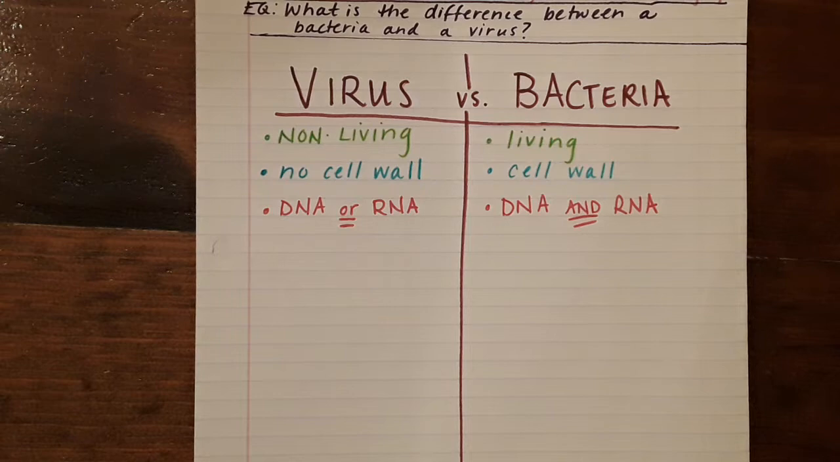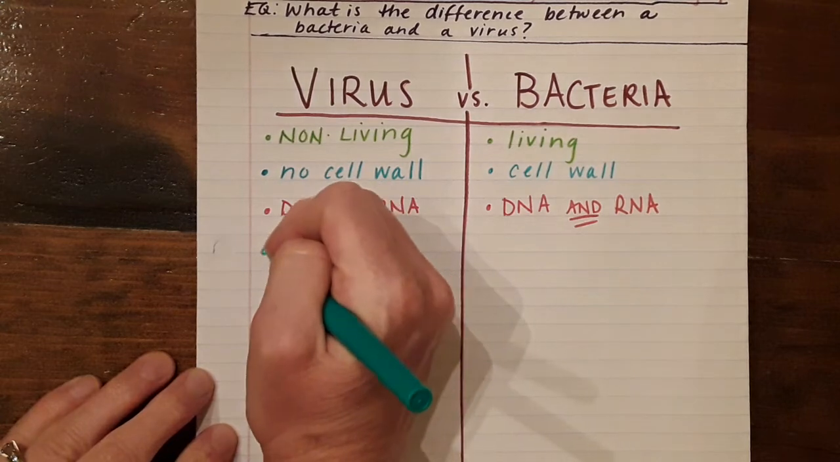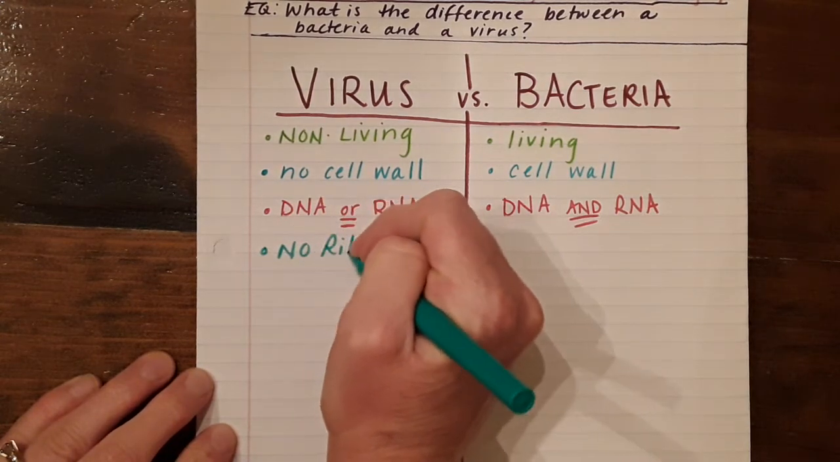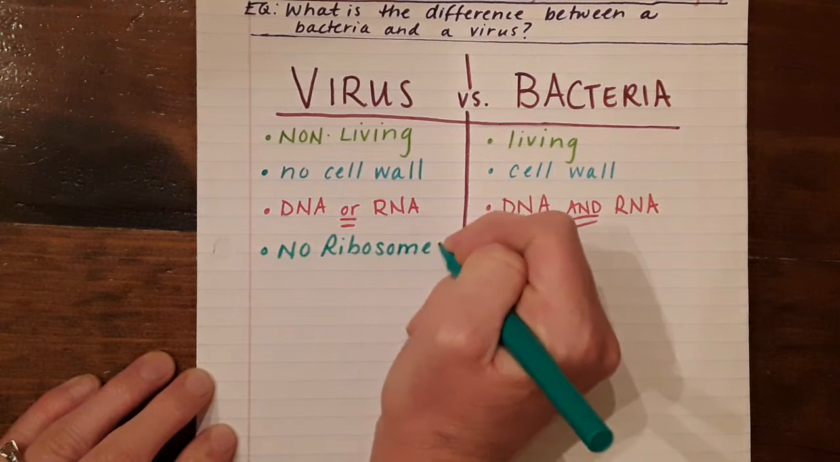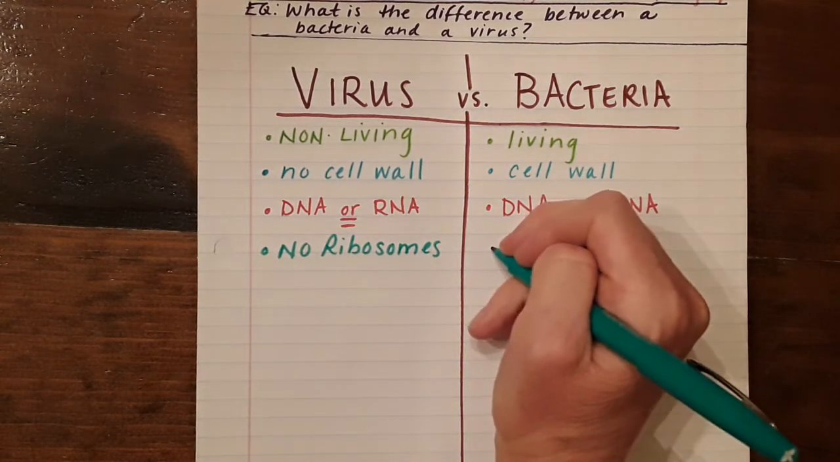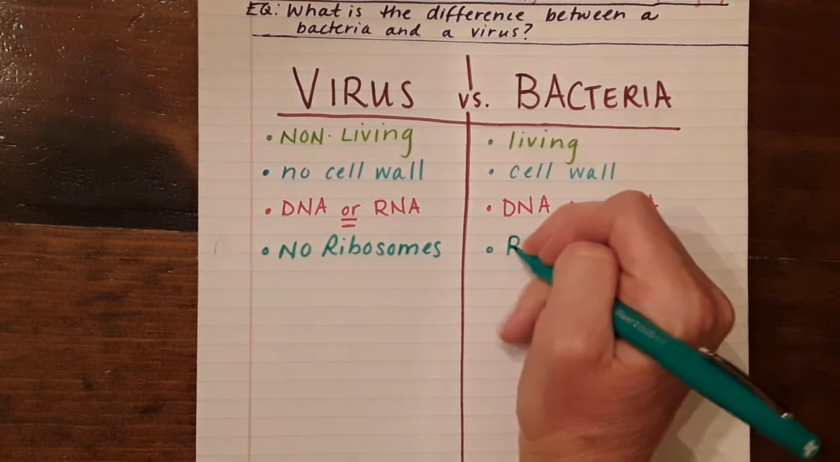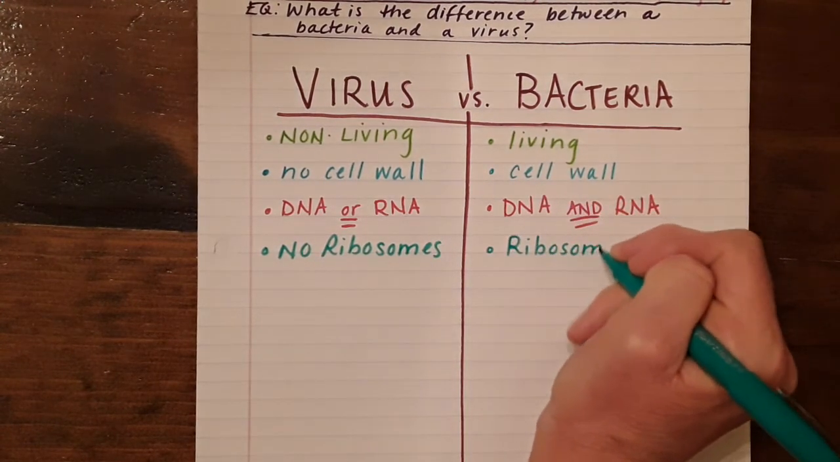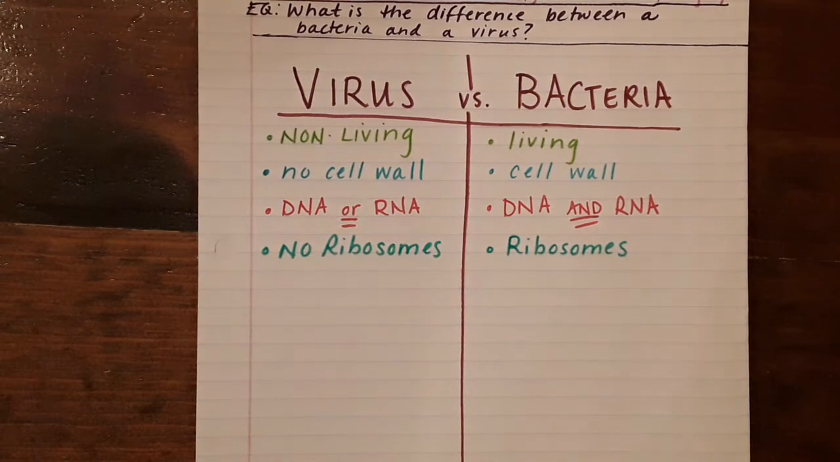Viruses have no ribosomes. So they have no ribosomes, they are not cells. And remember, ribosomes are protein factories, and if viruses are made of proteins and they can't make proteins because they don't have ribosomes, then they have to rely on a cell to make their proteins. Now bacteria, they do have ribosomes. And again, those ribosomes are protein factories. And this is important because it is key to understanding how viruses infect cells.